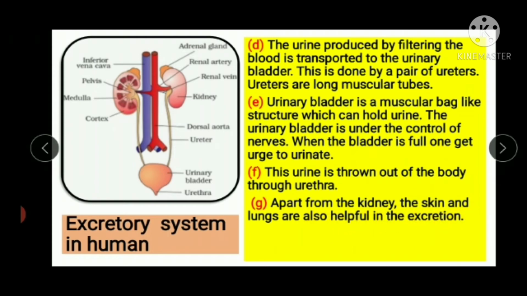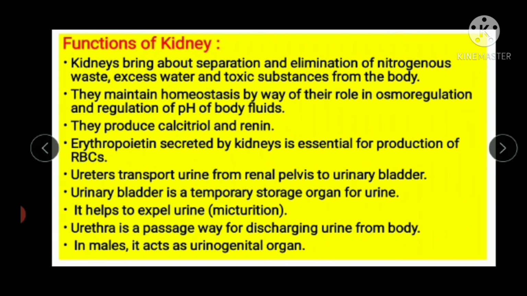The structural and functional unit of the kidney is called the nephron, and these nephrons are present inside the kidney. There are millions of nephrons inside the kidney, and they are what actually form urine in the human body. Let us study the functions of the kidney one by one. Kidneys bring about separation and elimination of nitrogenous waste, excess water and toxic substances from the body.